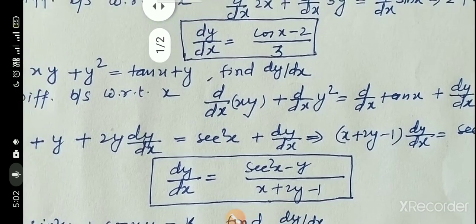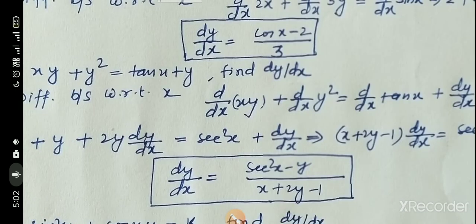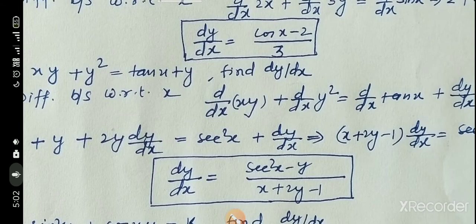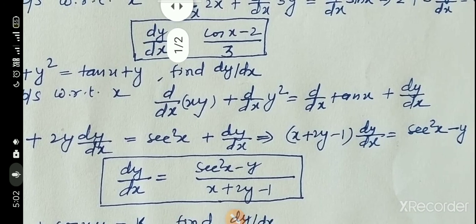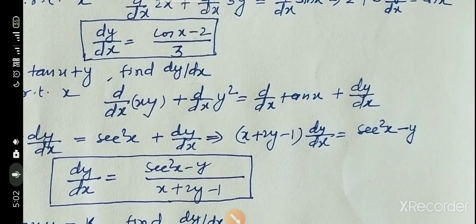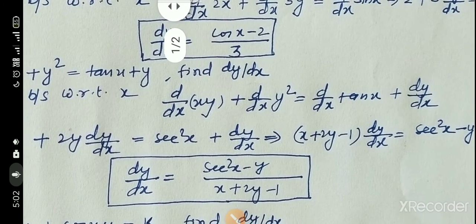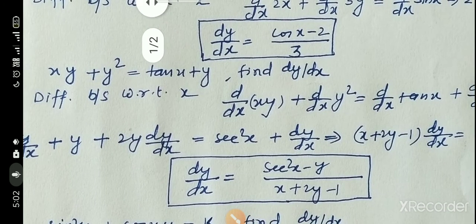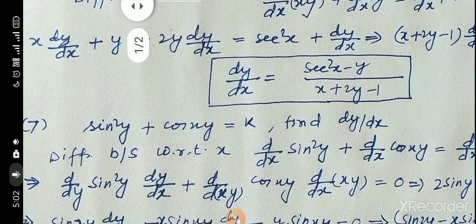Now putting the coefficients of dy by dx on one side, that is x plus 2y minus 1, and the remaining on the other side, sec square x minus y. Now dy by dx is equal to (sec square x minus y) divided by (x plus 2y minus 1). That is the dy by dx of this implicit function. I hope it is clear to all of you.